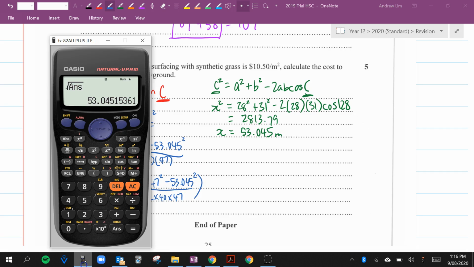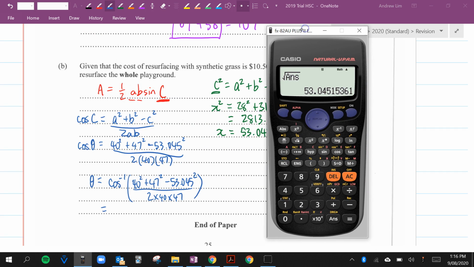Put that in our calculator: 40, 47, 53.045, 2 times 40 times 47, and we get 74.65 degrees.